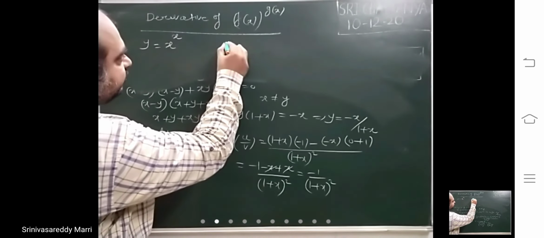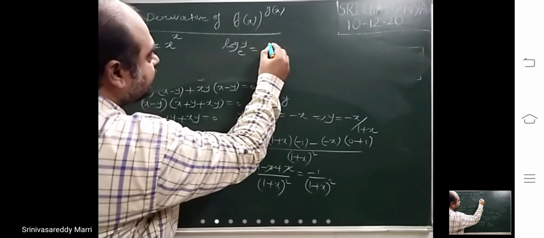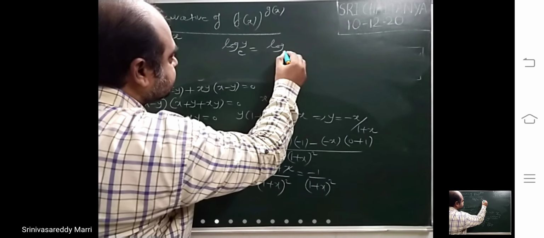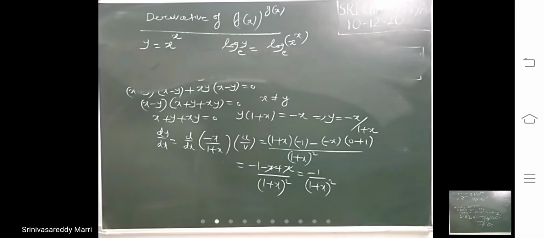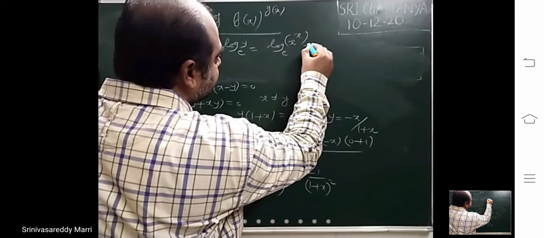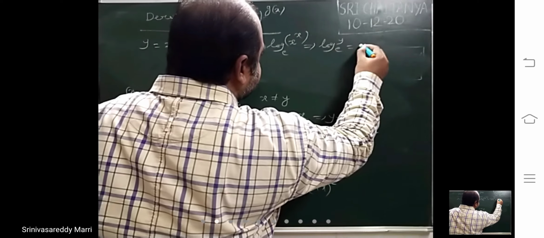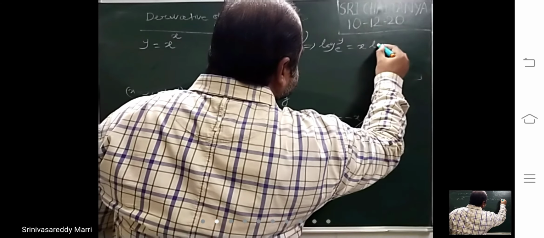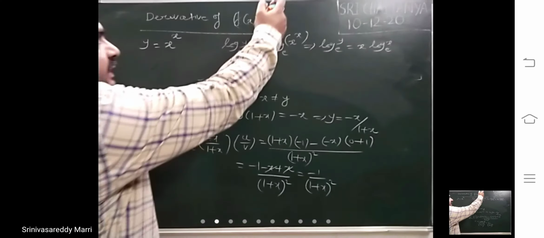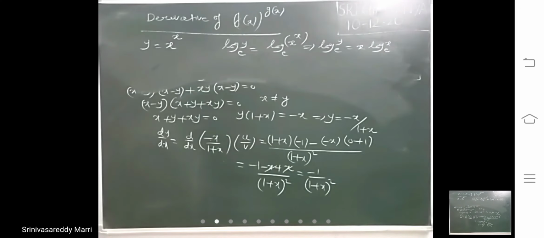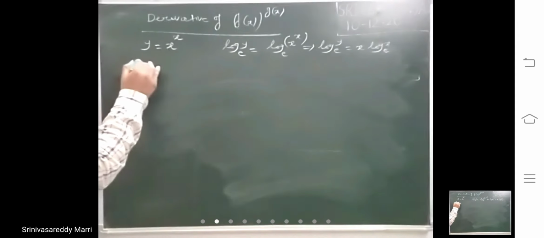What we will do is follow logarithms, applying log to the base e on both sides. Whenever f of x to the power g of x is there, the first step is to apply logarithm. Log y to the base e equals x log x to the base e. First we apply logarithm, then g of x will come down. Then one equation you got, apply d by dx on both sides.